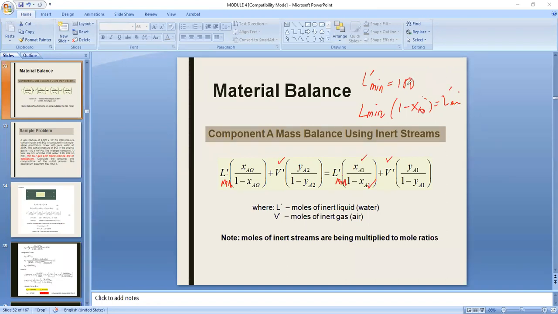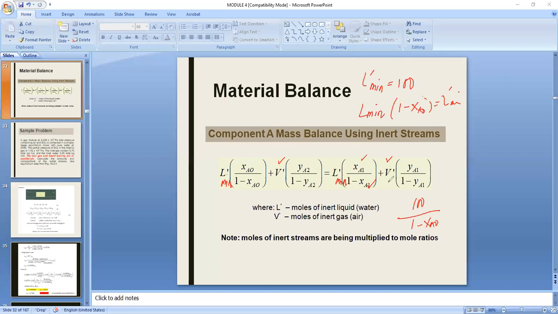So if you got 100 already, 100 divided by 1 minus XAO will give you the true minimum amount of the solvent, which has the presence of the A. Your answer here will be good only if you're given pure water as the solvent. But if your solvent is not pure water, you really have to determine the actual L minimum, because the problem will not ask you for the minimum amount of the inert solvent. It will just be asking you what's the minimum amount of the solvent. So this is not yet your answer. You have to use this equation to get to the L minimum.